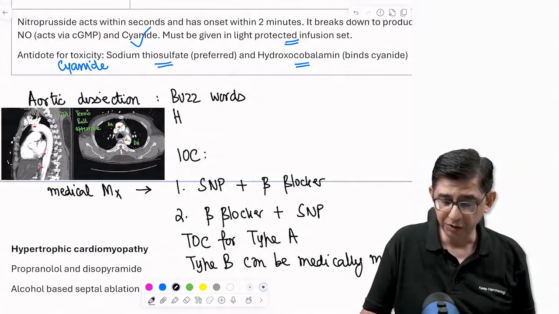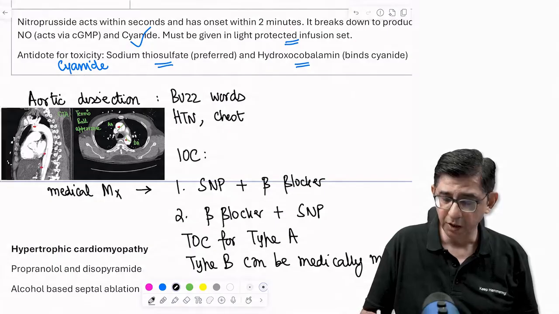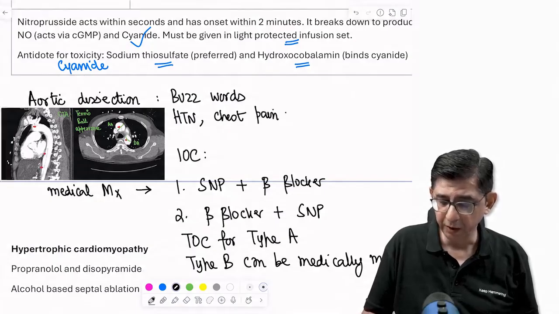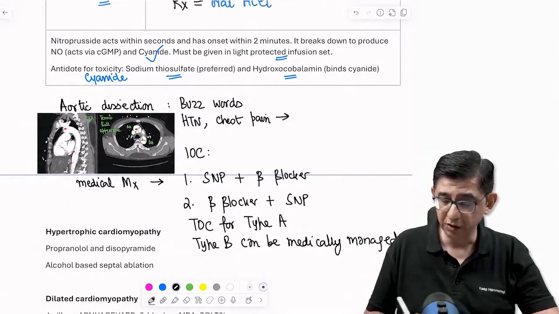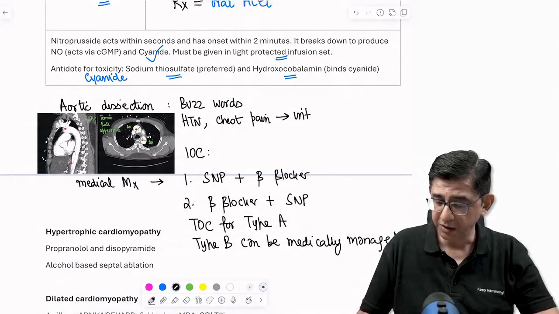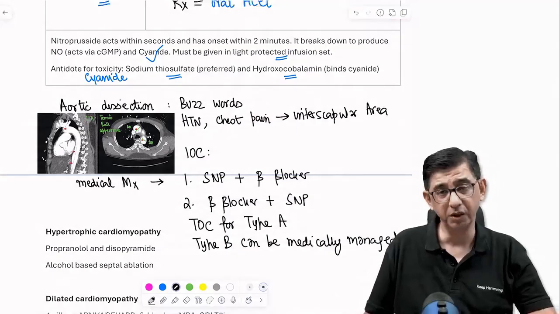So when you read this question, known case of hypertension, development of chest pain, initially you will think that the guy is having a myocardial infarction. But then the question will also say this word, chest pain localized in the interscapular area. Well, you can argue that in MI also the chest pain can be focused in the interscapular area. What is the big deal?